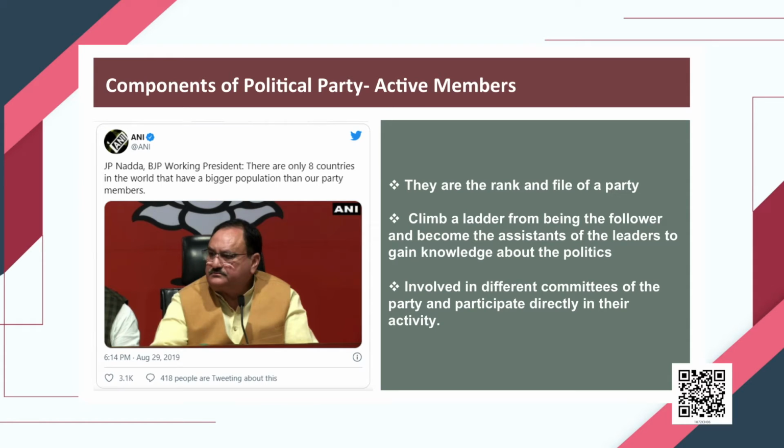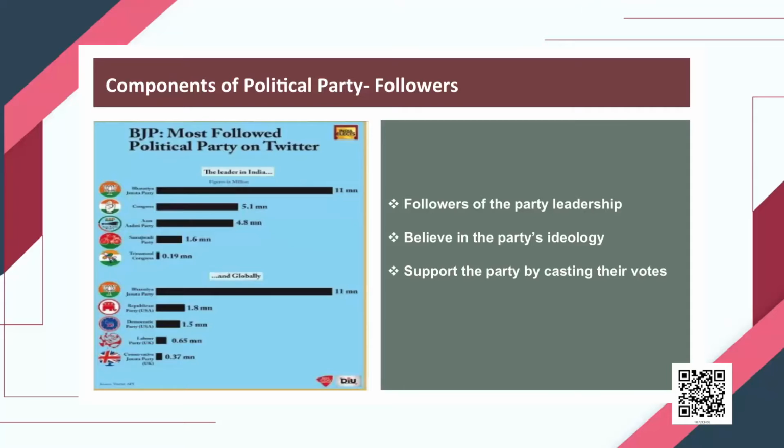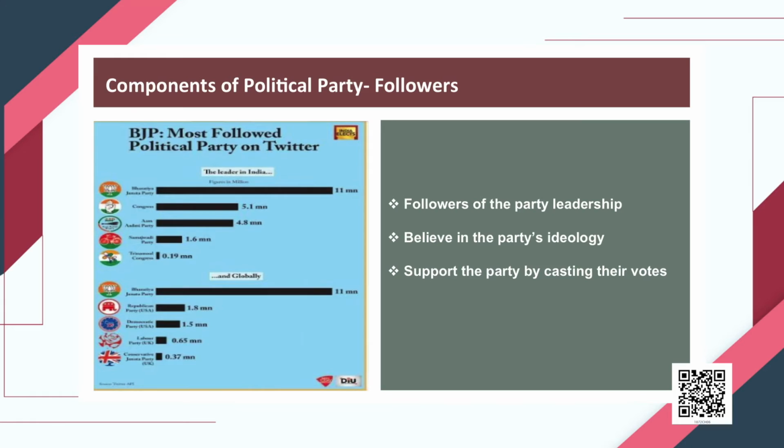As you can see here in the figure, BJP has become one of the biggest parties in terms of its members, and it shows the strength of the party in the Indian political system. The third component of a political party is the followers of the party, leadership who work with the guidance of active members of the party. They believe in the party's ideology and support the party by casting their votes in favor of the party at the time of election. In terms of followers also, BJP is one of the biggest parties both in India and in the world. As the data here suggests, it has the highest number of followers on social media such as Instagram or Twitter.